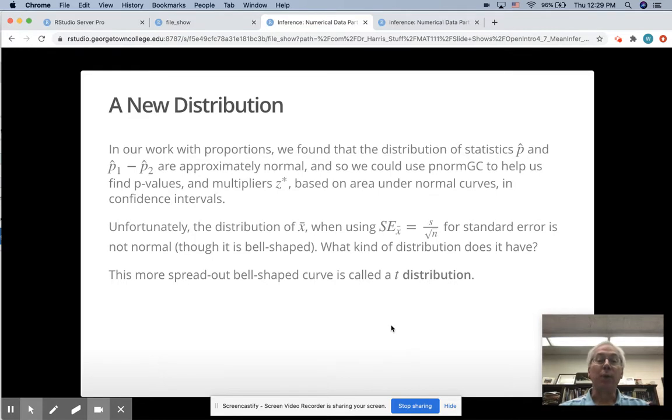So as I mentioned before, back in chapters 5 and 6, our statistics p hat and p1 hat minus p2 hat were pretty close to normal even when we used our approximation for the standard error. And so we could use pnormGC in finding p-values in our hypothesis tests. And we would use the multiplier z star, which was based on the normal distribution, for confidence intervals. We're not going to be able to do that now because S over the square root of n is not going to have a normal distribution. And the distribution it does have is called a T distribution.